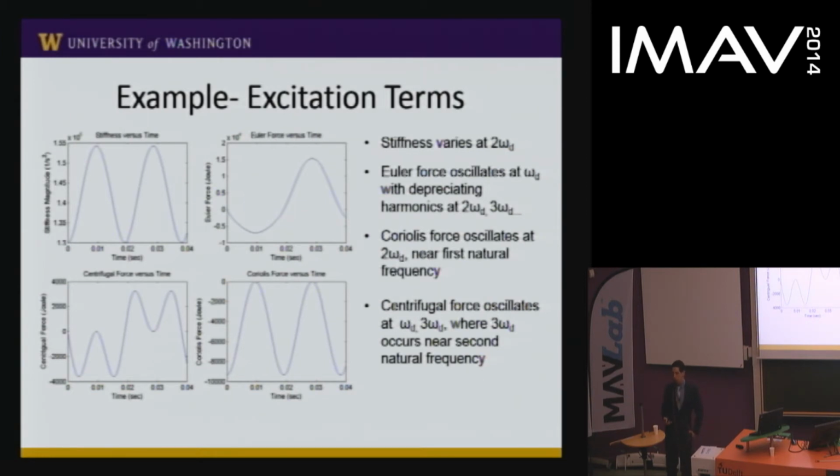Perhaps the most interesting result we found here is the gyroscopic force, or the Coriolis force, which oscillates at exactly twice the driving frequency. And this value actually falls very close to the first natural frequency of the wing, indicating that there might be some amount of resonance activated here.